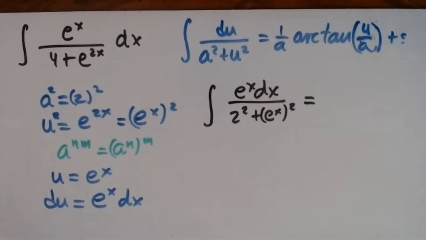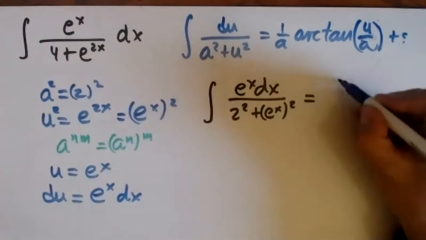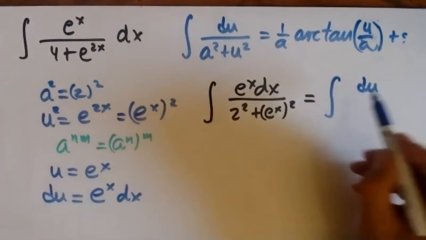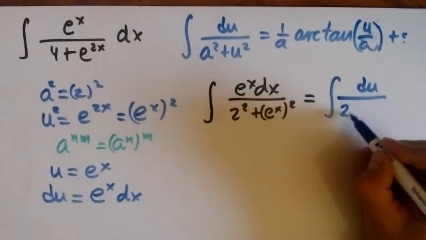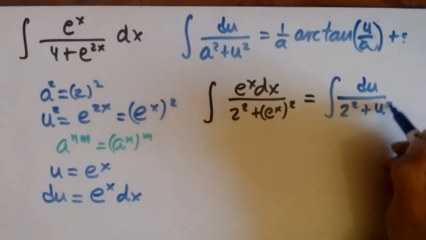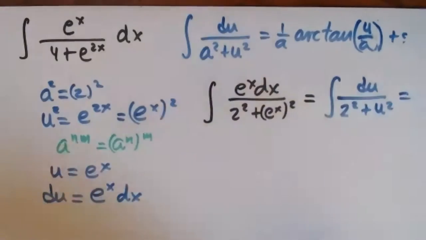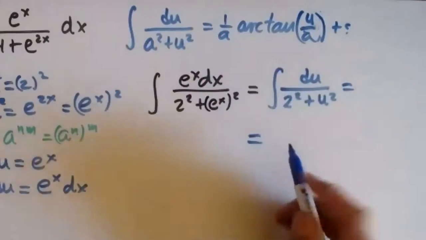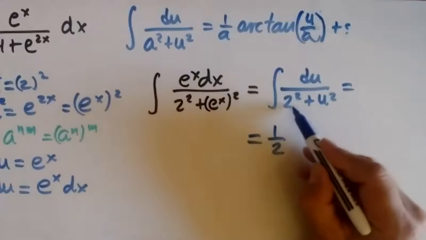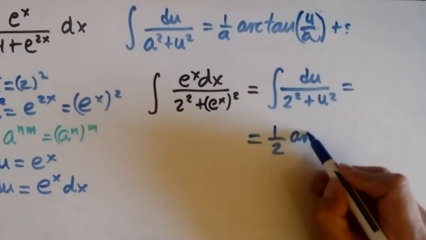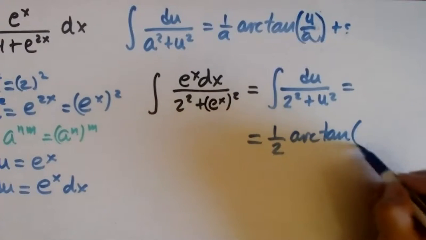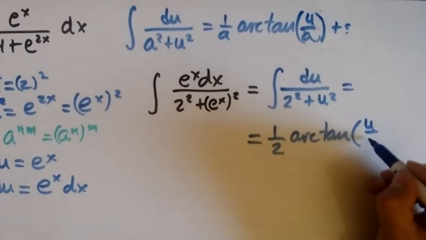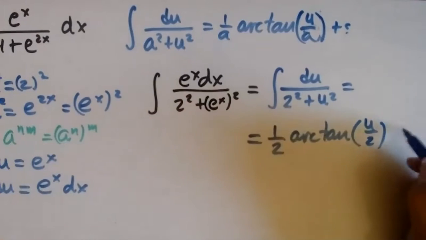Now, this is going to be, obviously, the integral of du over 2 squared plus u squared. And this is going to be simply this formula. So I'm going to put right here 1 over 2, the a is 2, the arctangent of u over 2 plus c.